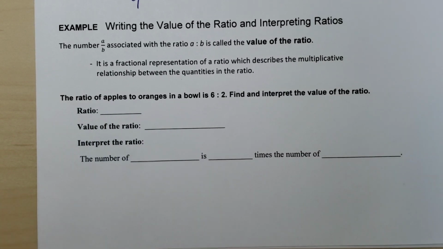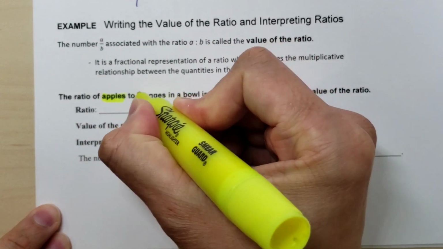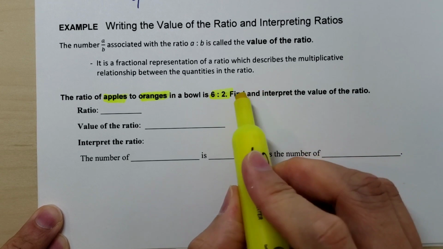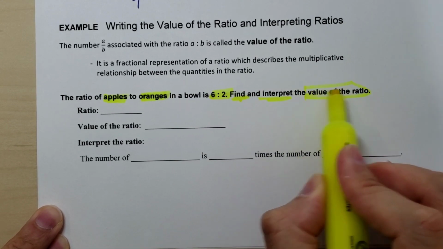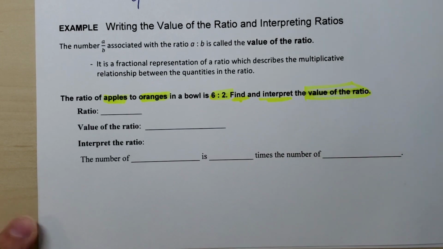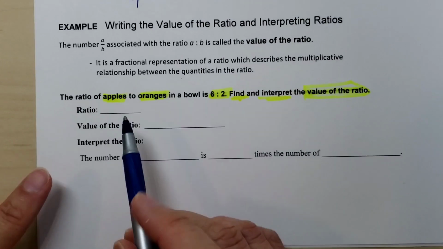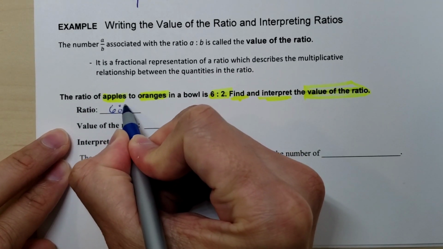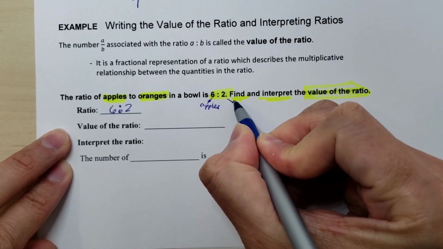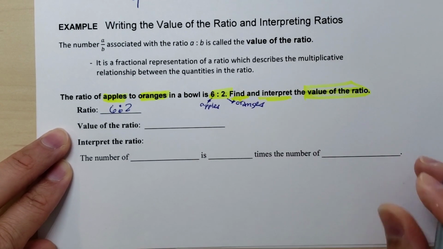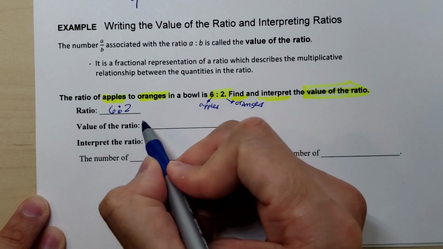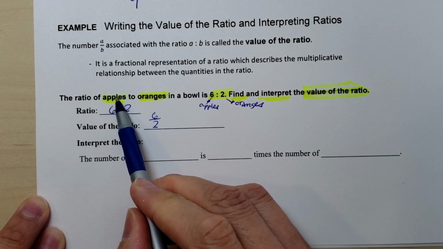The ratio of apples, mentioned first, to oranges in a bowl is 6 to 2. Find and interpret the value of the ratio. Again, the value of a ratio is a fractional representation of a ratio. So what's the ratio again? The ratio of apples to oranges is 6 to 2. This represents the apples and this represents the oranges. Now, what is the value of the ratio? That means write this in fraction form. So you put 6 over 2 because apples is mentioned first.